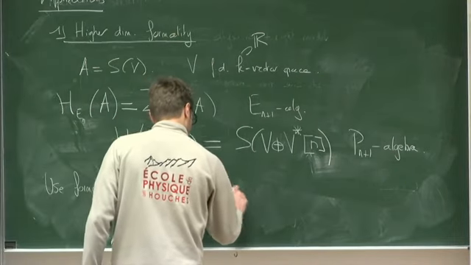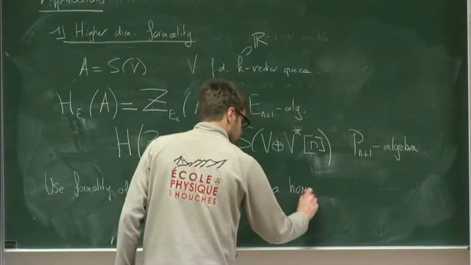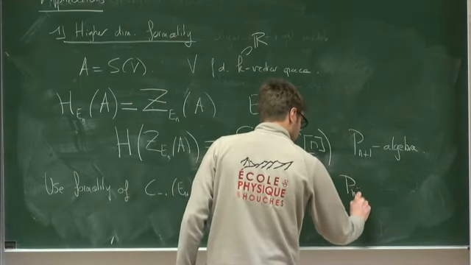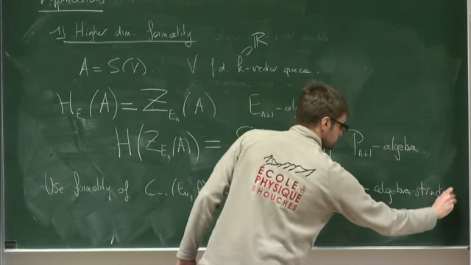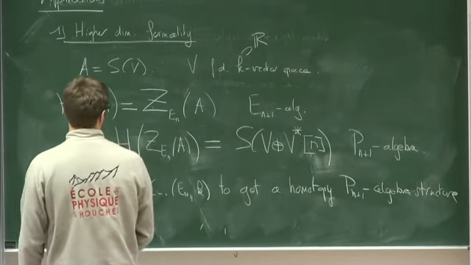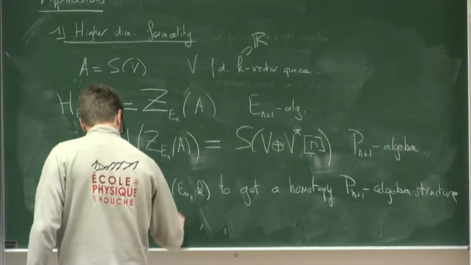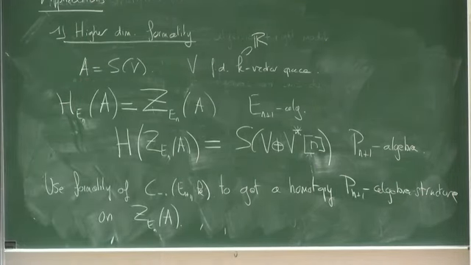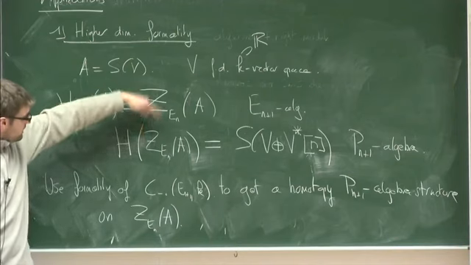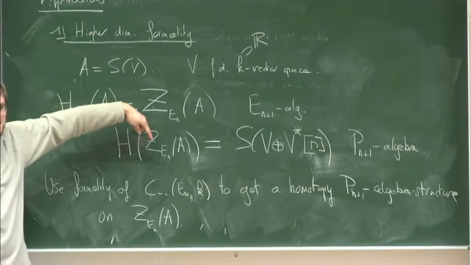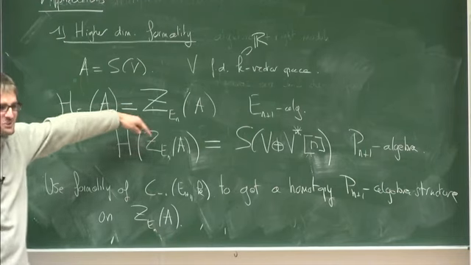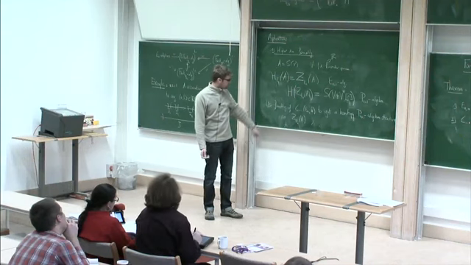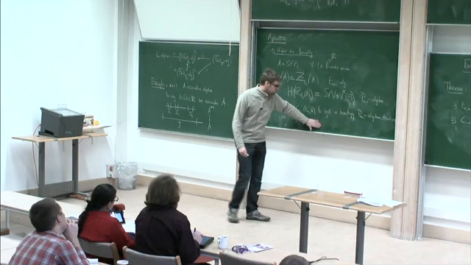To get a homotopy P_{n+1} algebra structure on Z_{E_n}(A). So that's the first step: we use the formality theorem. Then we know that those two guys are definitely quasi-isomorphic, just as cochain complexes, because in cochain complexes everybody is formal. So then we can use transfer of structure.